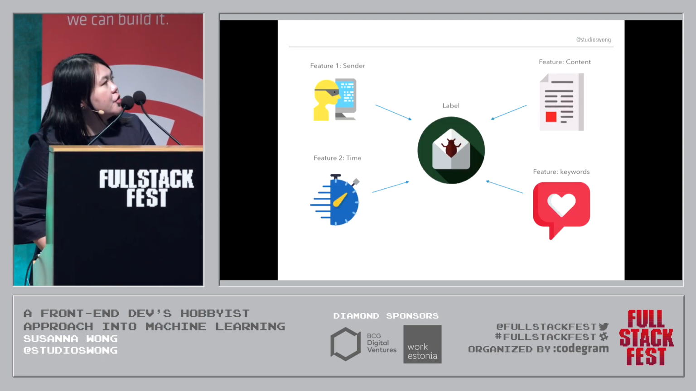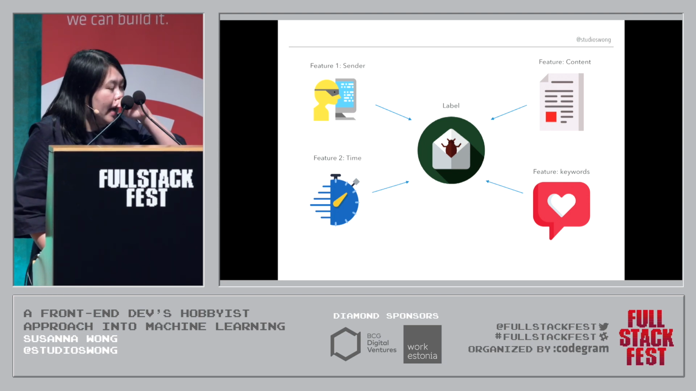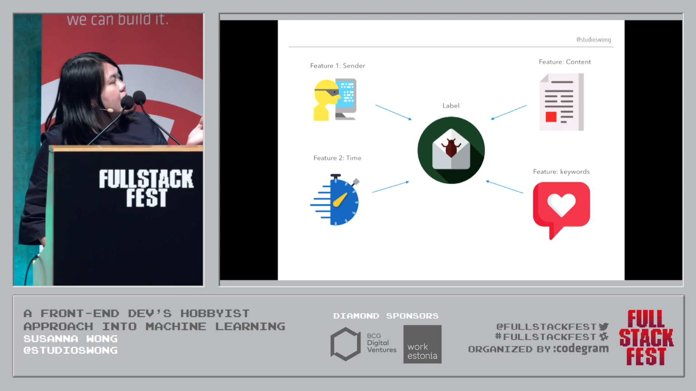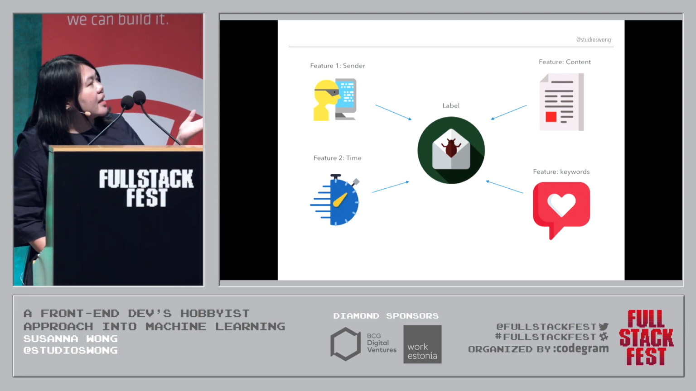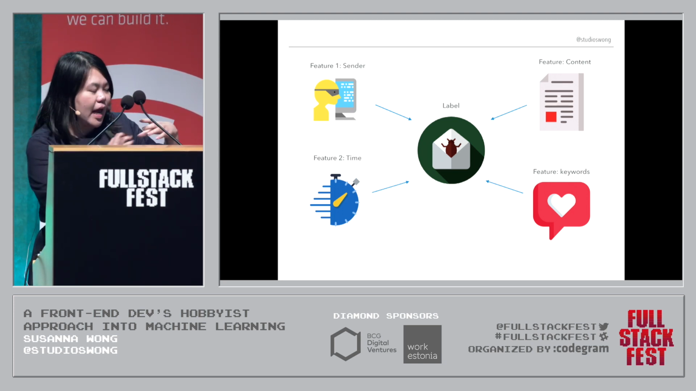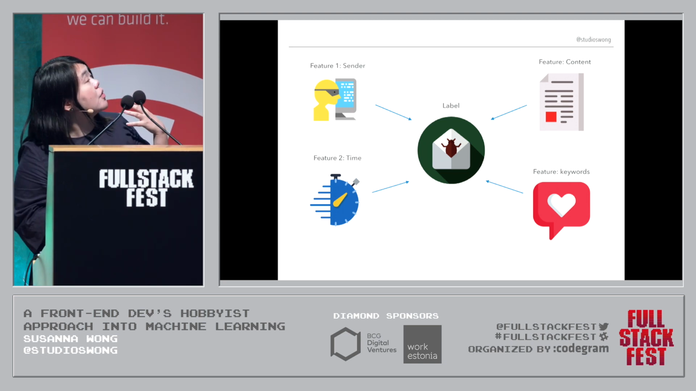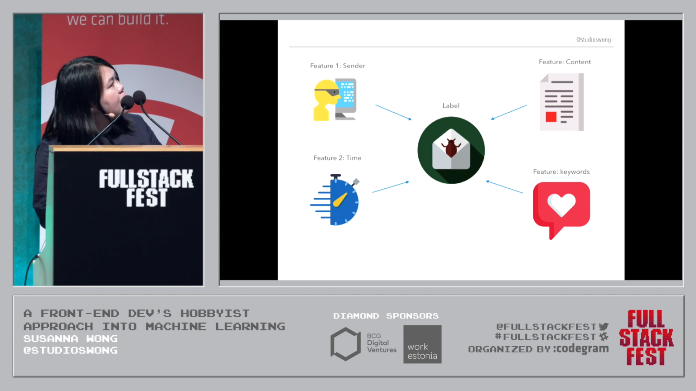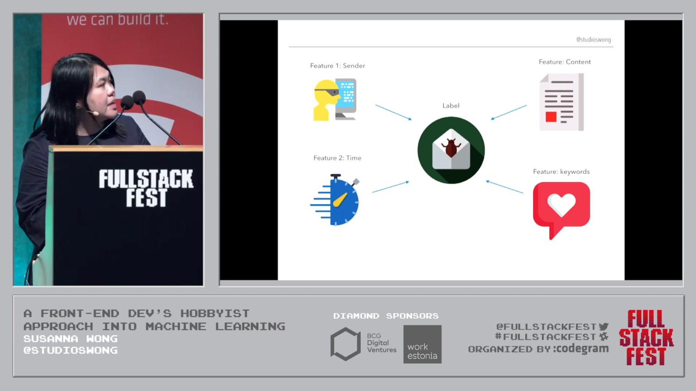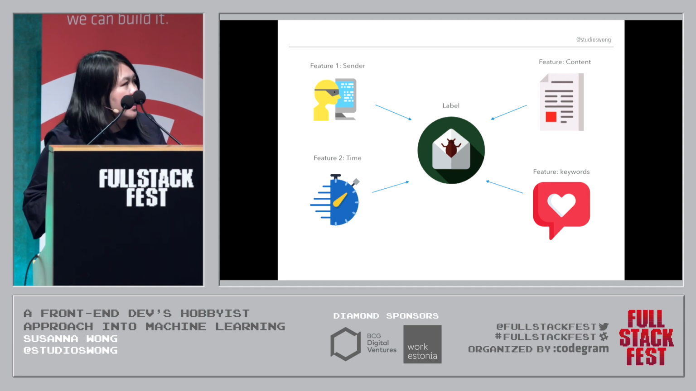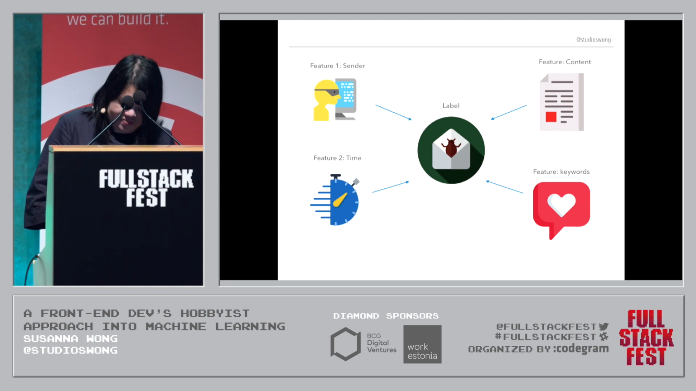And then in machine learning, there's a terminology called label. In the case of spam, whether it's spam or not spam is called the label. Versus you have all these features, which are pretty much the input data that you analyze. For example, the sender, at what time it was sent, the content of the email, and also certain keywords. If you have a keyword that says sexy babe, then maybe it's spam.